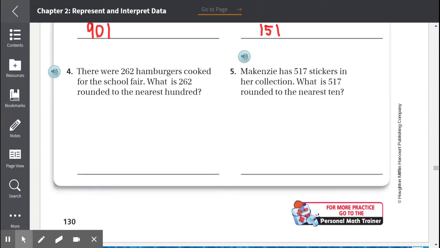Number 4, there were 262 hamburgers cooked for the school fair. What is 262 rounded to the nearest hundred? So we're going to circle our important numbers, 262, and we know we're rounding to the nearest hundred. So 262 is between 200 and 300, but it is closer to 300.